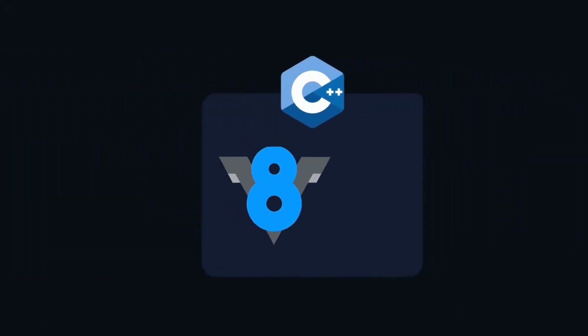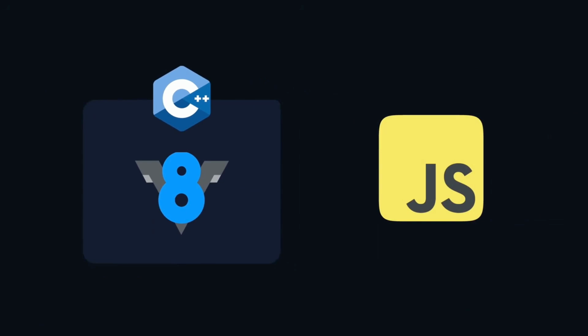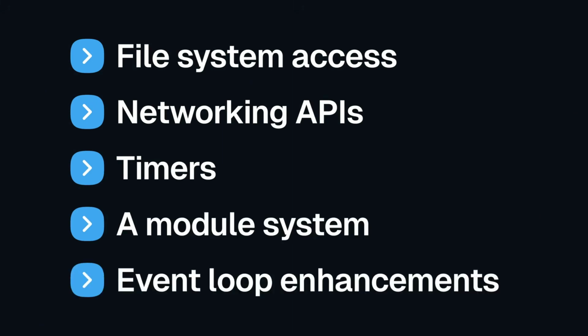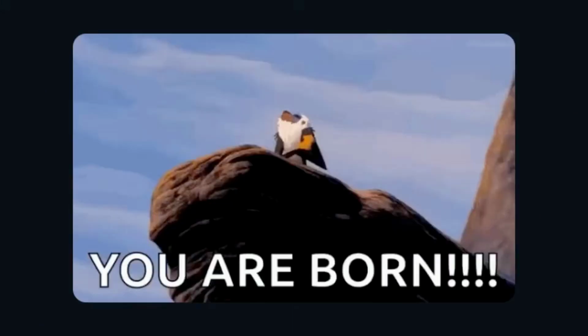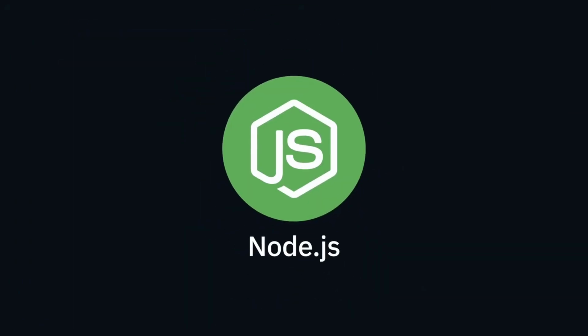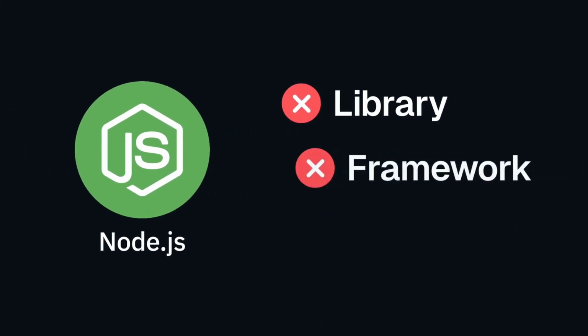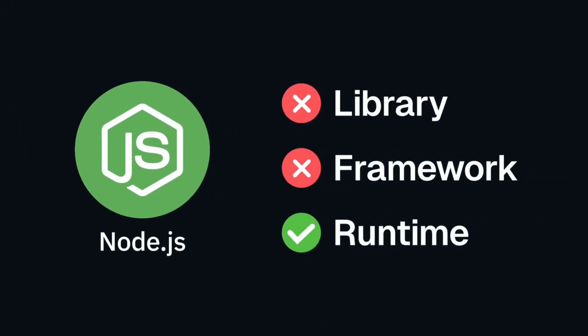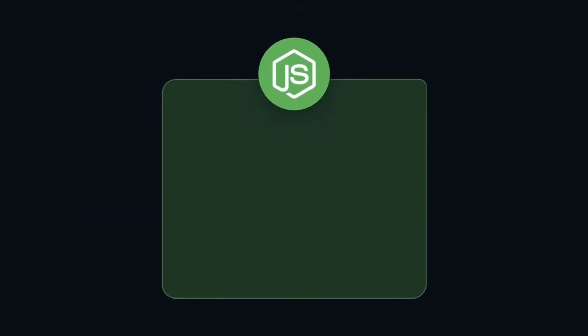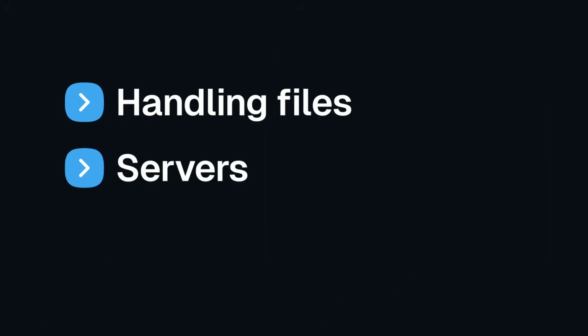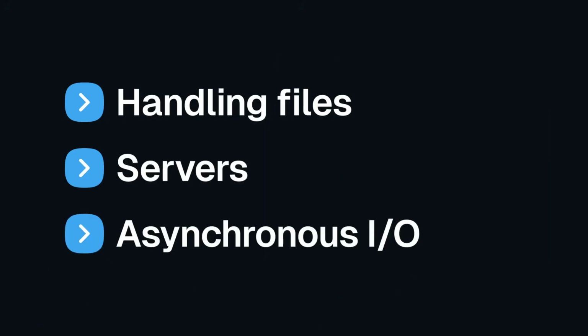Ryan pulled V8 out of Chrome, embedded it in C++, and then added everything JavaScript was missing: file system access, networking APIs, timers, a module system, and even an updated event loop. And this new creature came to life. Node.js, the N in the PERN stack. It wasn't just a library. It wasn't even a framework. It was a runtime, a new environment where JavaScript could run forever outside the browser, handling files, servers, and asynchronous I/O at a massive scale.